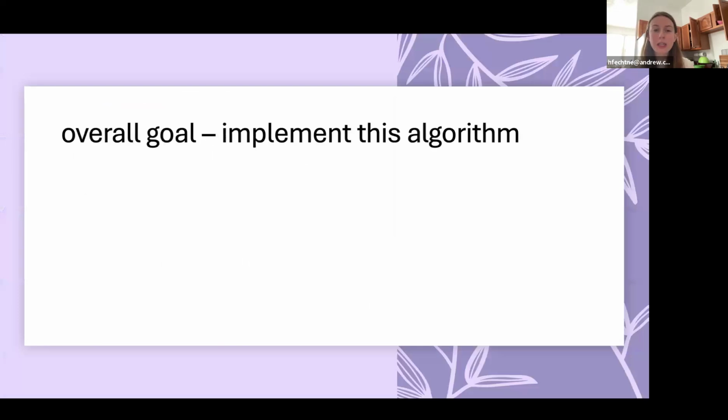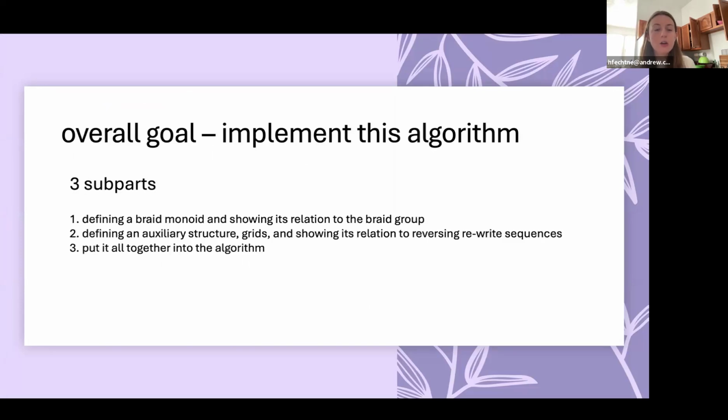So my overall goal is to implement this algorithm. And because it's such a large project, I've broken it down into 3 subparts. So first, I have to define a braid monoid and show its relation to the braid group. That's done in Lean, and we'll talk about that.